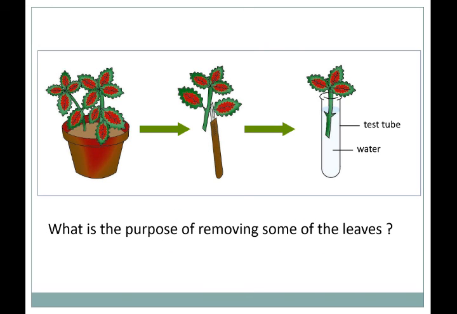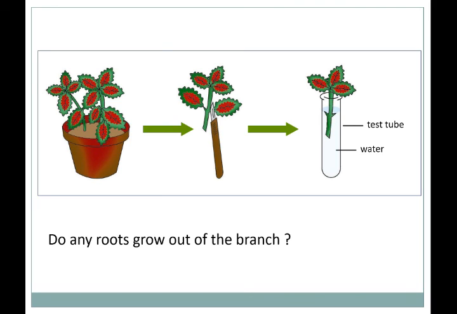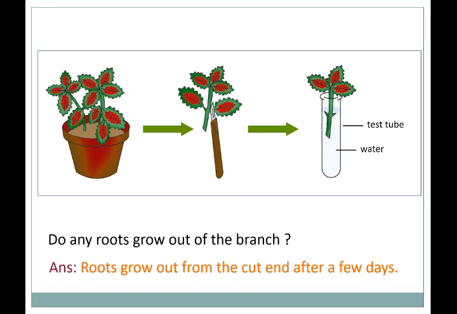So, while doing the propagation of Coleus, you need to remove some of the leaves. Why is it? It is to prevent water loss by transpiration. So, do any roots grow out of the branch? After a few days, there will be some roots growing from the cut.